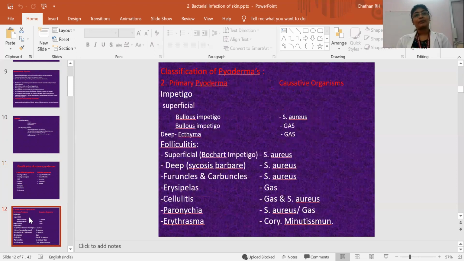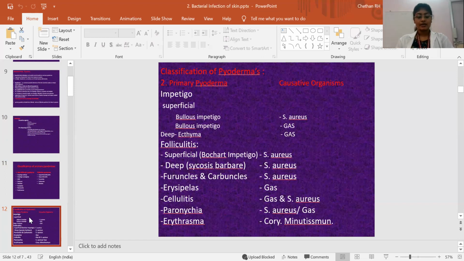Classification of primary pyoderma: first we'll talk about impetigo. Impetigo is always superficial, and the deep form of impetigo is known as ecthyma. Superficial impetigo is mainly of two types: bullous impetigo, which can be caused by Staphylococcus aureus, and non-bullous impetigo, which can also be caused by group A streptococci. Then there is the deep form, known as ecthyma.